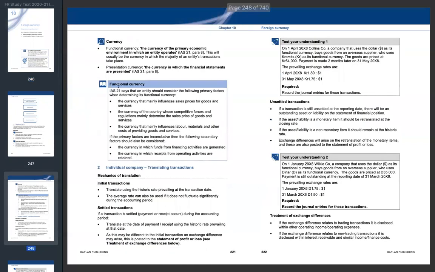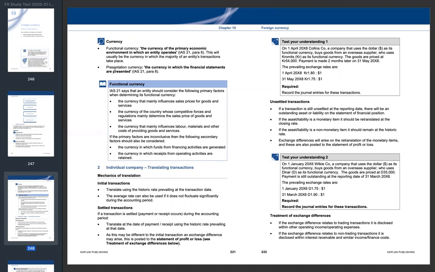Then we are going to be talking about currency. What is functional currency and what is presentation currency? Functional currency is the currency of the primary economic environment in which an entity operates. This will usually be the currency in which the majority of the entity's transactions take place. For example, if I have an Indian company trading with the US, operating from India, whatever I receive for a sale or pay for a purchase will be converted into Indian rupees, and Indian rupees will be my functional currency because I'm a company operating in India.